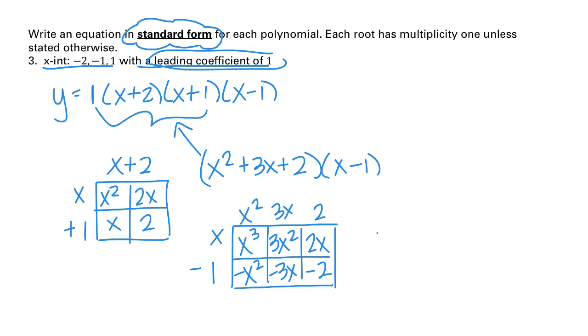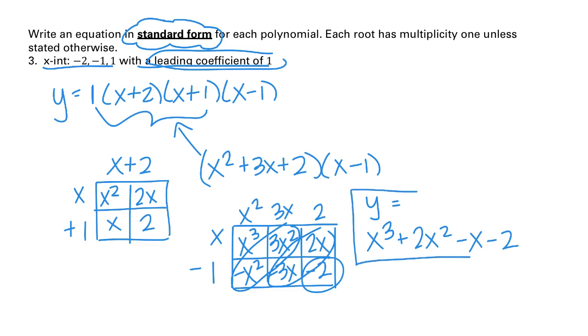So I'm just combining like terms, x cubed, oops, positive 2x squared minus x, and that was a -2, so minus 2. So make sure, standard form, you're multiplying it out. This just had a leading coefficient of 1, it told us, so we didn't have to figure out what the a value was. It just is 1.